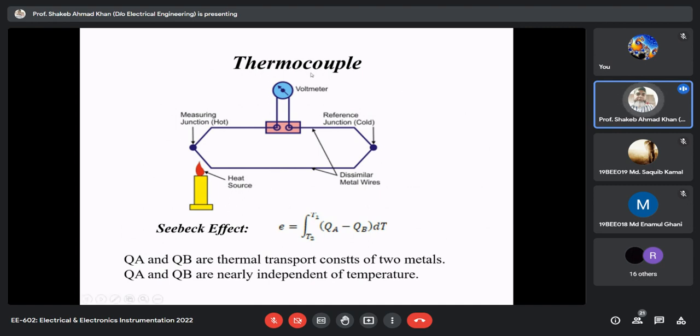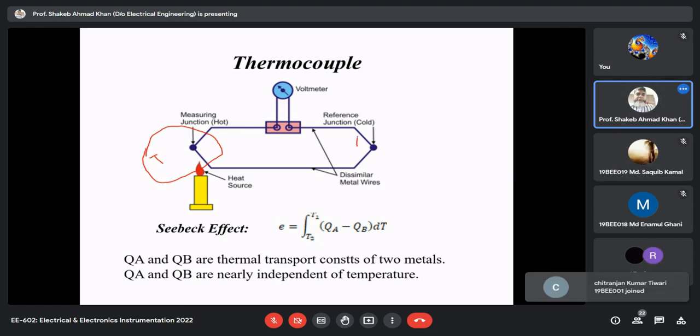Suppose this is the junction which we are terming the measurement junction. This junction will be exposed to the environment whose temperature we are interested in finding out. And the other junction in this case is called the reference junction. So this is called the measurement junction, and this is called the reference junction.